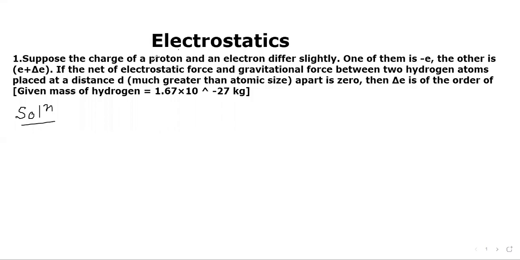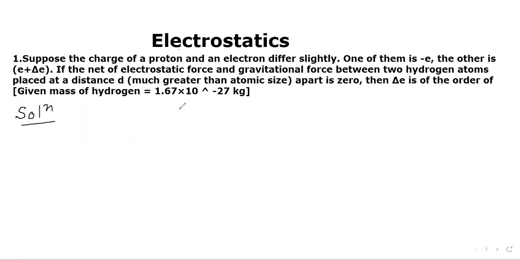Electrostatics. Suppose the charge of a proton and an electron differ slightly. One of them is minus e, the other is e plus delta e. If the net of electrostatic force and gravitational force between two hydrogen atoms placed at distance d, much greater than atomic size, apart is zero, then delta e is of the order of.